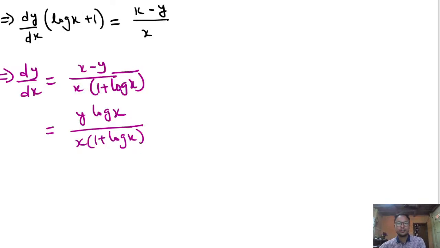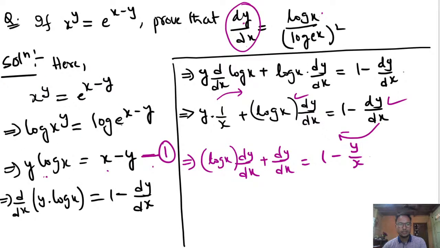So dy by dx equals x minus y by x into 1 plus log x. Now again, the dy by dx we have to prove is log x divided by 1 plus log x whole square, so y should be written in terms of x.